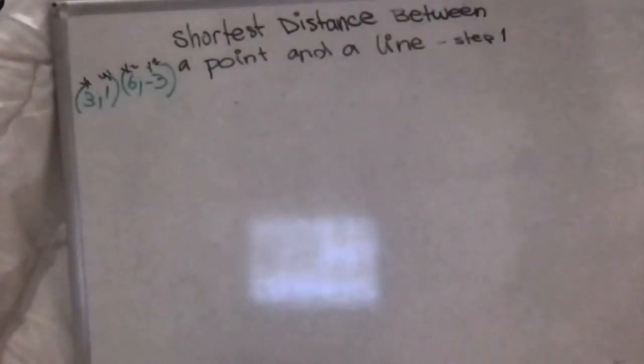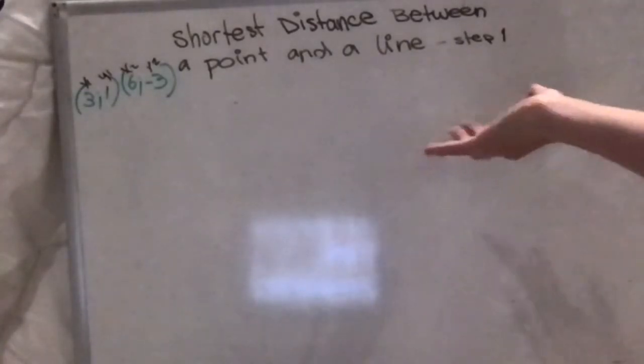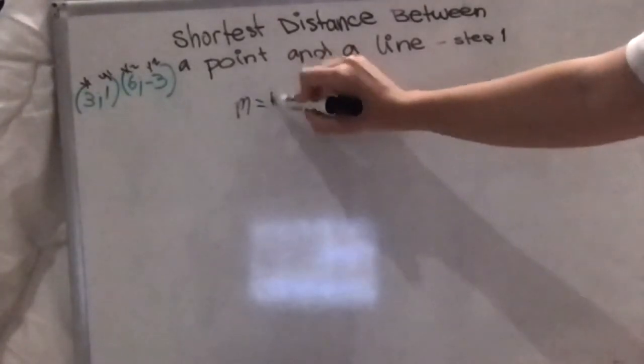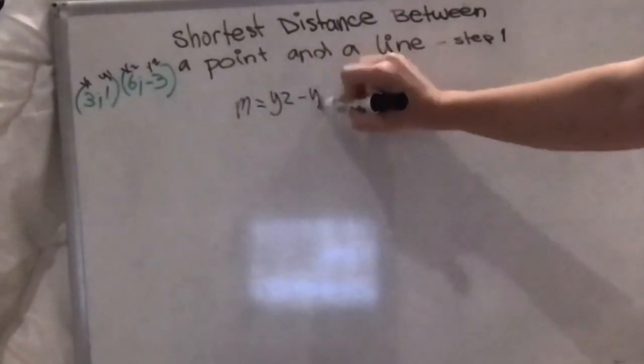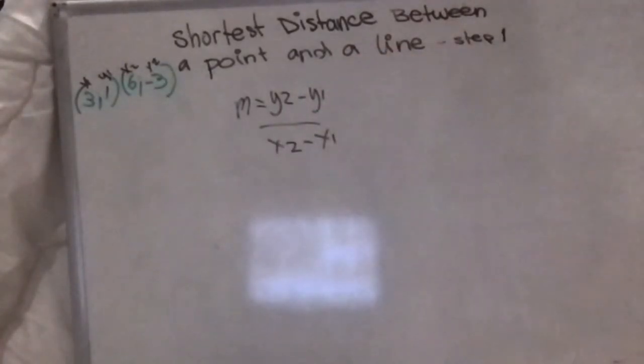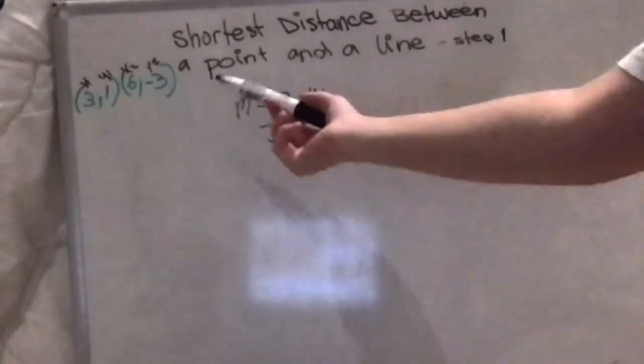Today we're going to be showing you how to find the shortest distance between a point and a line. And to do this, we're going to begin by calculating the gradient. This is done by using the formula m equals y2 minus y1 over x2 minus x1. The information to solve this is in the points given.